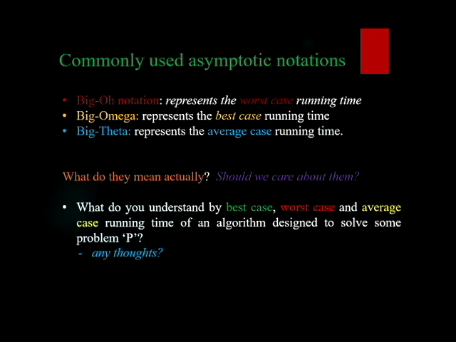So when I say best case running time, I'm trying to say that my algorithm A gives me a solution in this amount of time. So that is the minimum time in which you get your solution. Do you agree? If you have any doubts, feel free to discuss. This is an important concept, I would say, which you should understand.